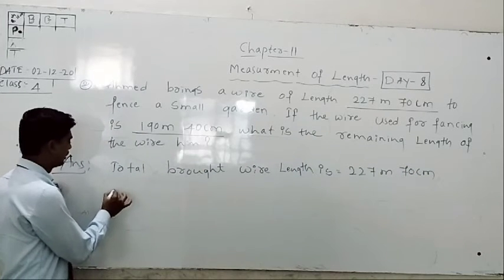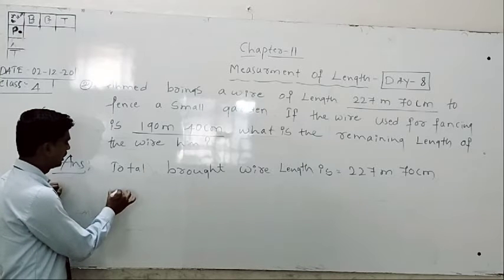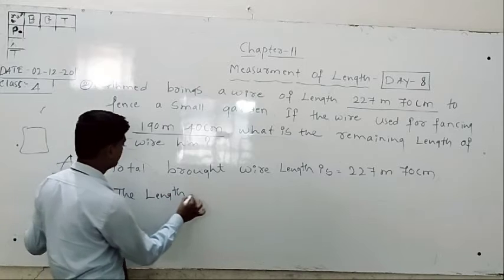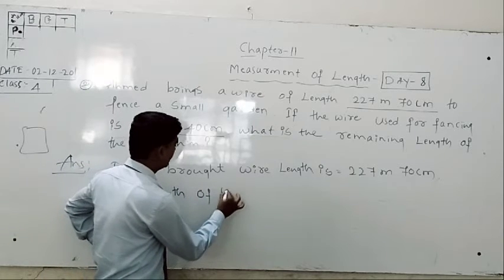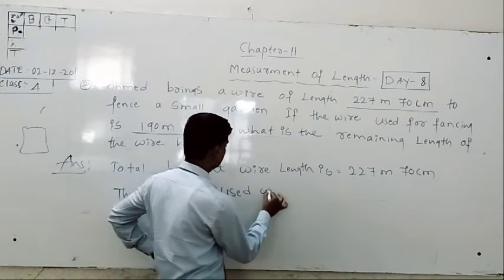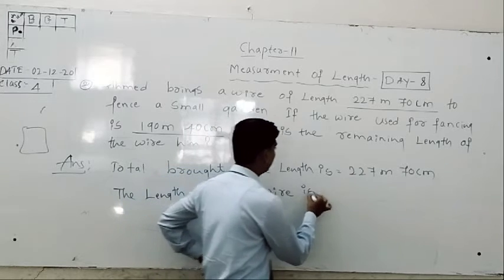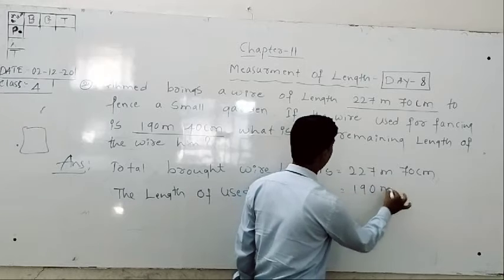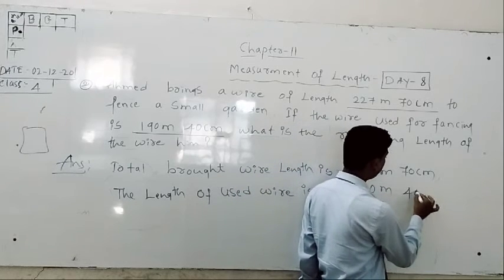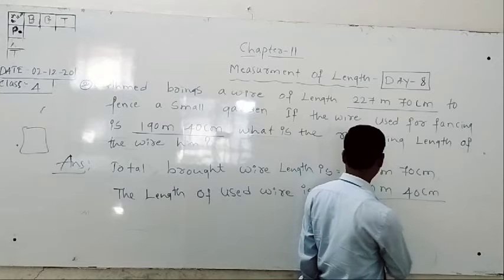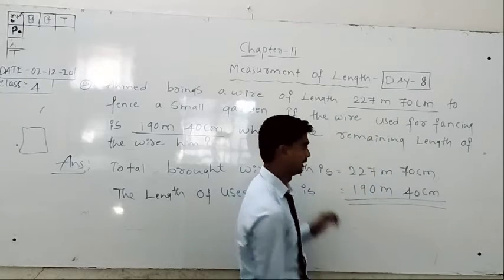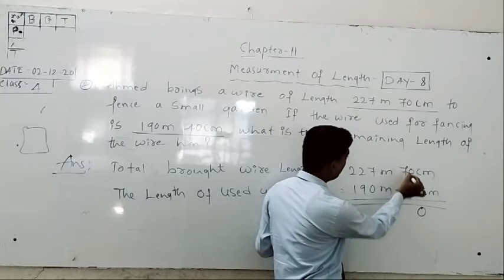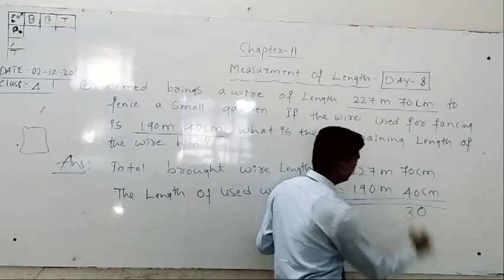Then the length of the used wire is 190 meter 40 centimeter. Then 0 minus 0, 0; 7 minus 4, it is 3. Understand?